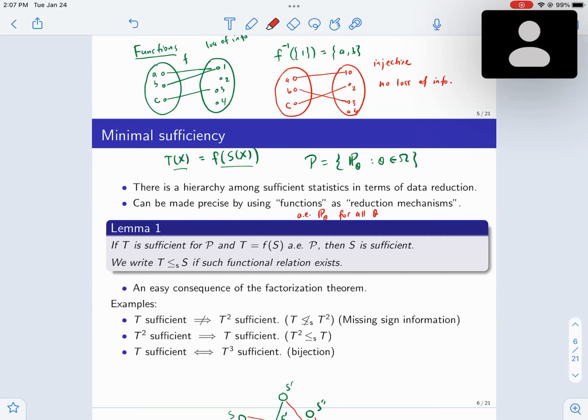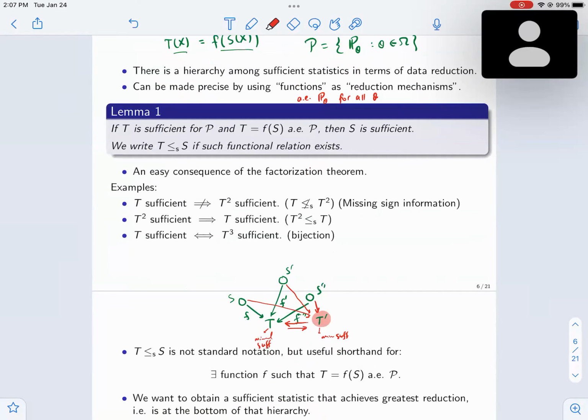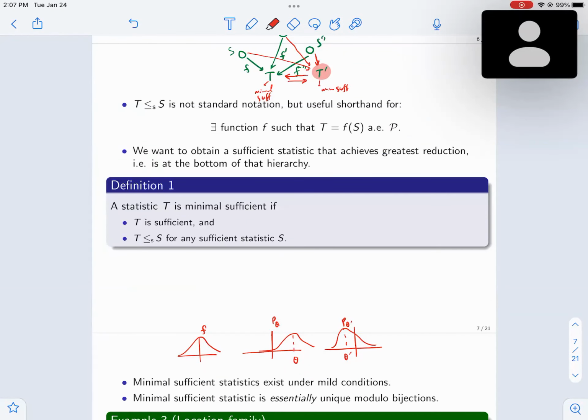So then we use this as a basis of our definition of reduction. If I have a statistic which is sufficient and is also a function of any other sufficient statistic, so imagine this T is itself sufficient, but for any other sufficient statistic, I can find a function that reduces it to T. Then you can say that T is at the bottom of that hierarchy. So that was the definition of minimal sufficiency: T is sufficient, and T can be written as a function of any other sufficient statistic. That was my notation for T being a function of S.